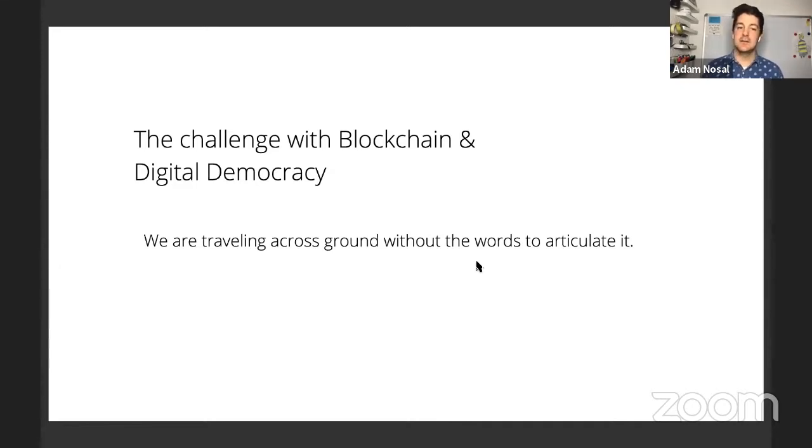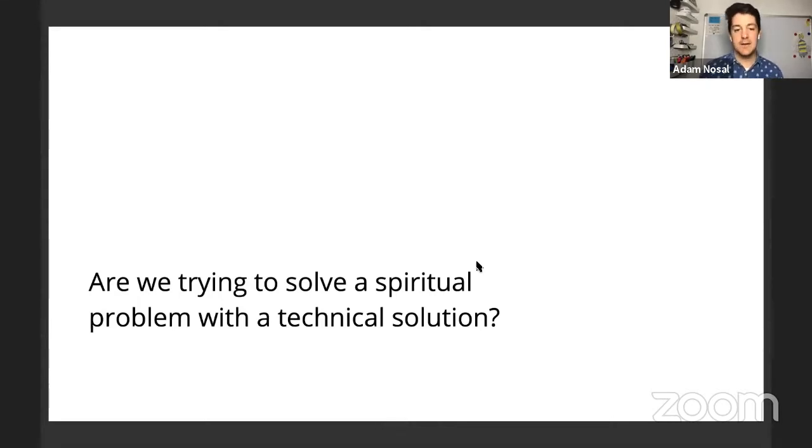And some of the challenges that are presented when you start moving into digital democracy is you start expanding that in regards to people's knowledge and trust around that. And some of the questions I would be asking a lot in this space is, are we trying to solve a spiritual problem with a technical solution?